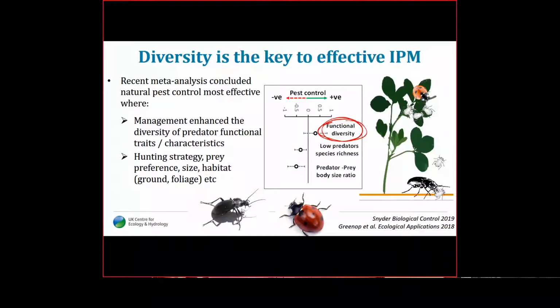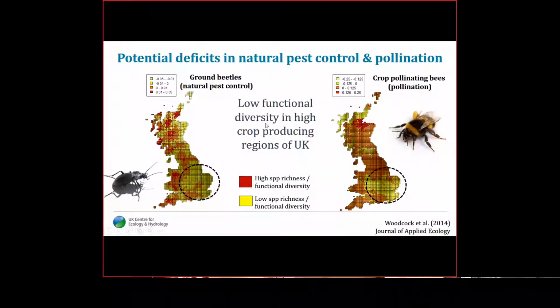So it's this idea of increasing not just diversity, but functional diversity. The practical way of doing that is, if you can maximize diversity, you will end up with higher functional diversity. But it does mean thinking more than just aerial predators. It's ground predators, it's parasitoids, it's the whole lot. So that's a useful background. Diversity is the key. So the problem we face is this deficit of natural pest control and pollination.